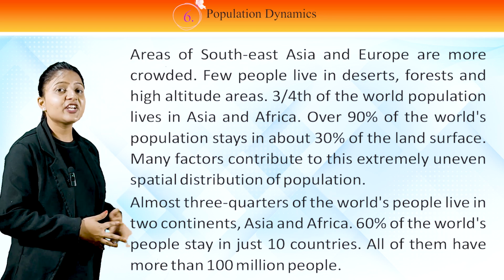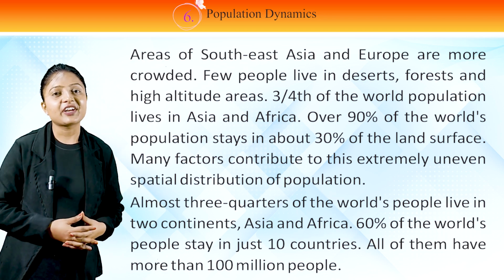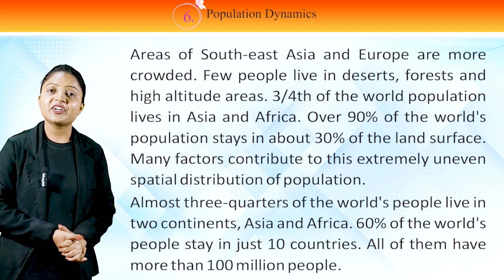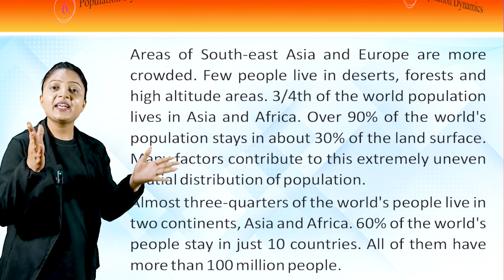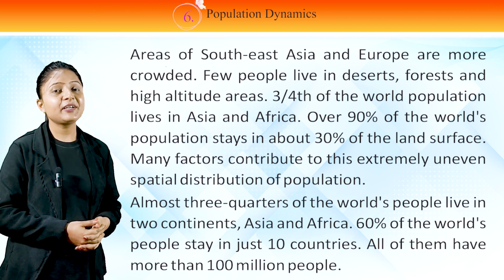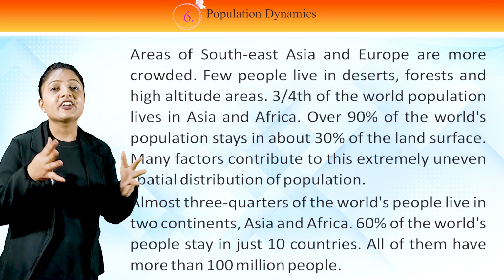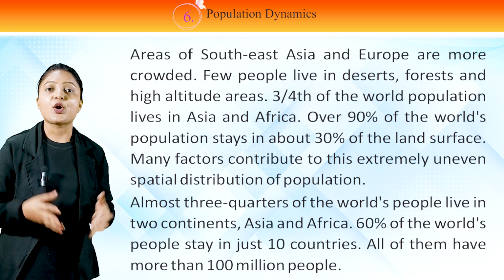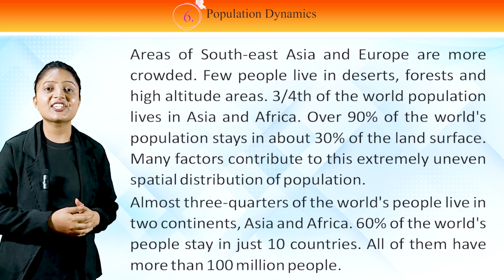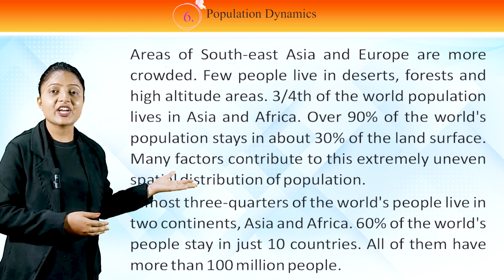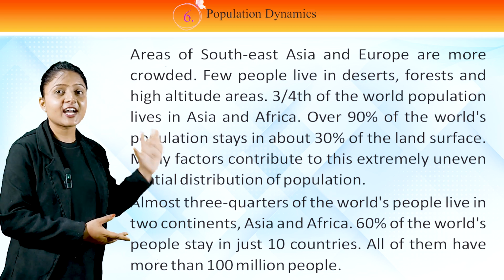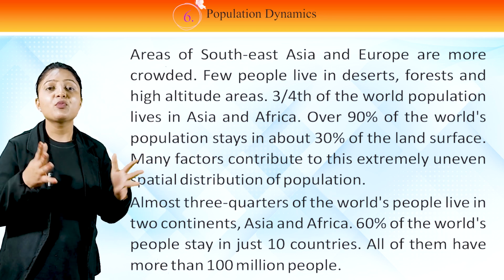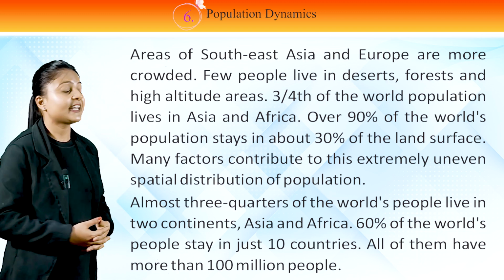3/4 of the world's population lives in Asia and Africa. Over 90% of the world's population stays in about 30% of the land surface. Many factors contribute to this extremely uneven spatial distribution of population. Almost 3/4 of the world's population live in two continents, Asia and Africa. 60% of the world's people stay in just 10 countries. All of them have more than 100 million people.